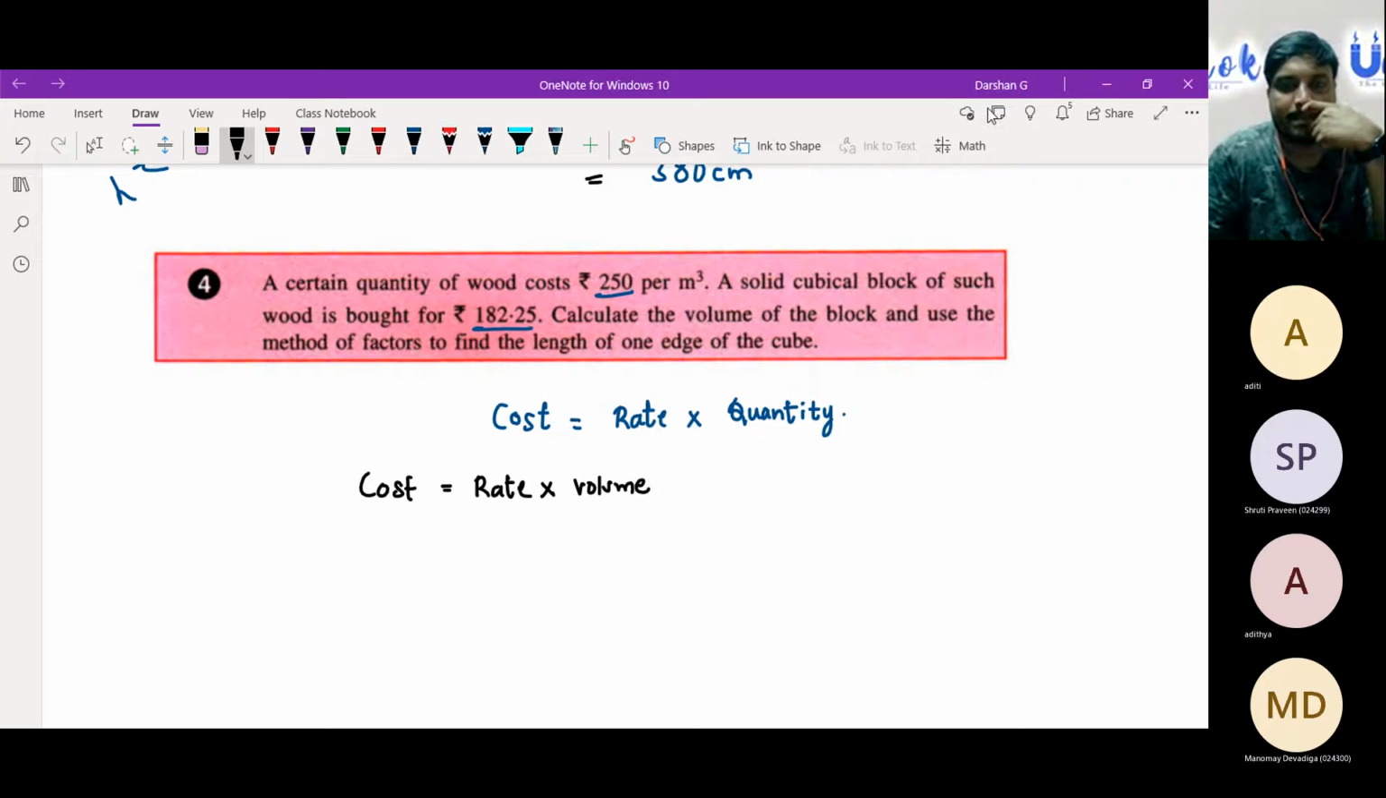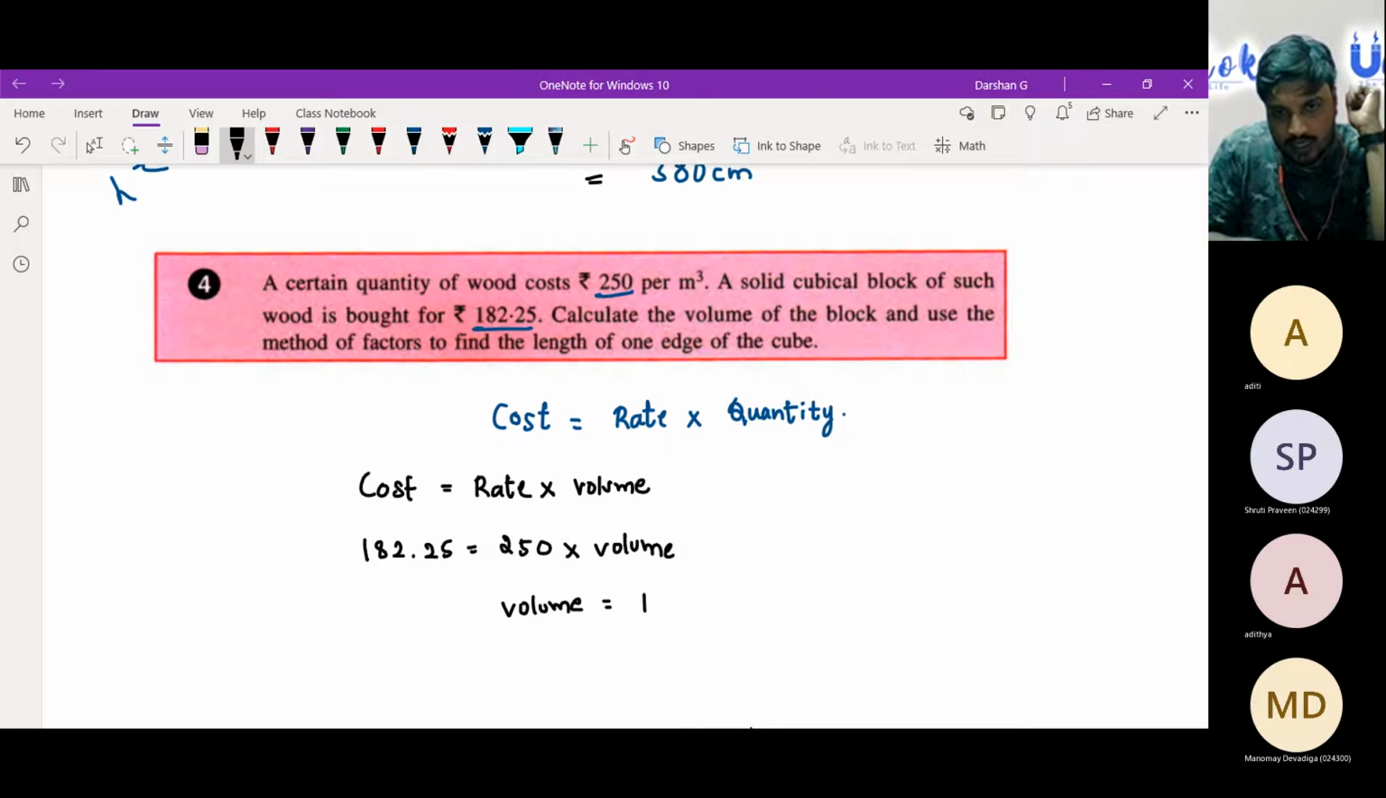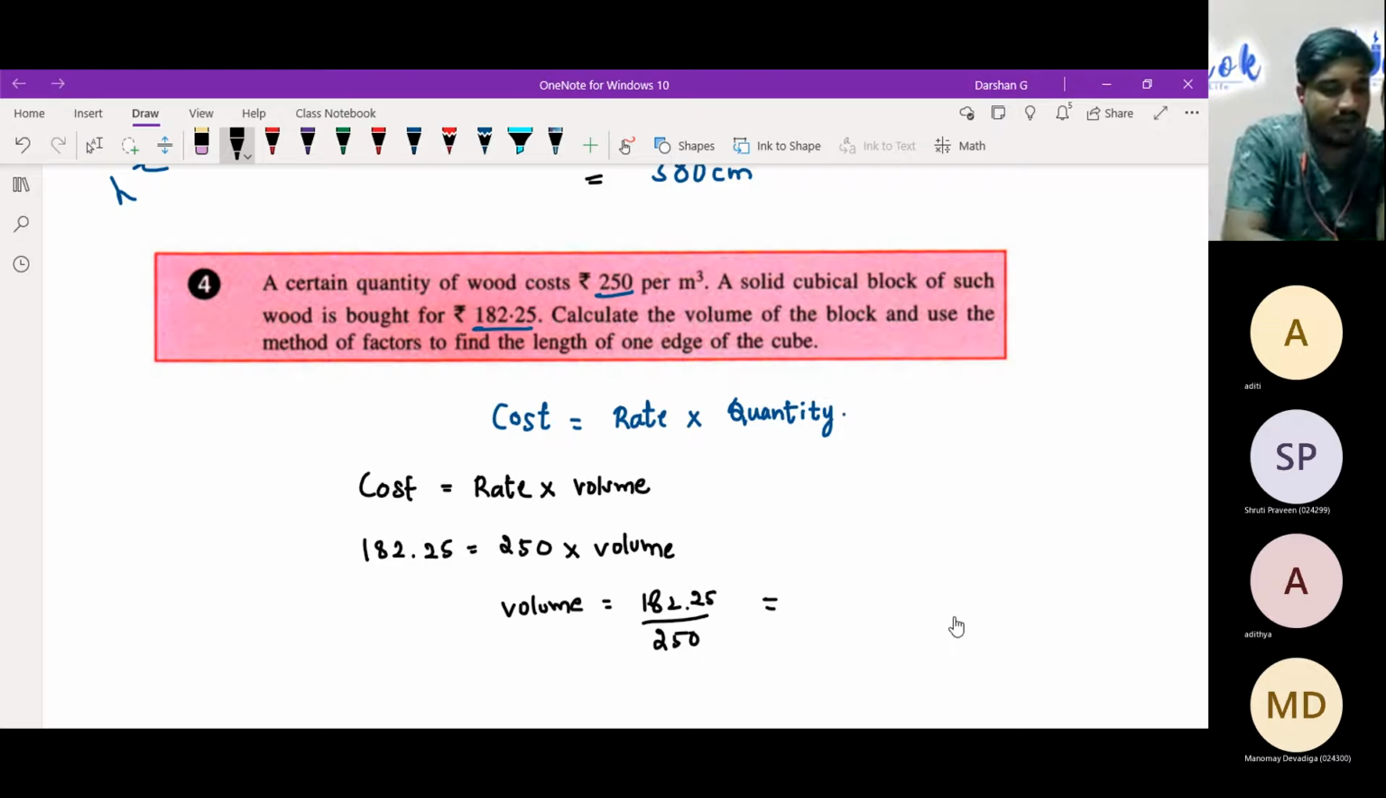Anybody who got the answer, of at least the volume? In this case, the cost is 182 rupees 25 paisa. The rate of the wood is 250 rupees, and we don't know the volume. So volume equals 182.25 divided by 250. Anybody who could divide this, can you let me know what's the answer?